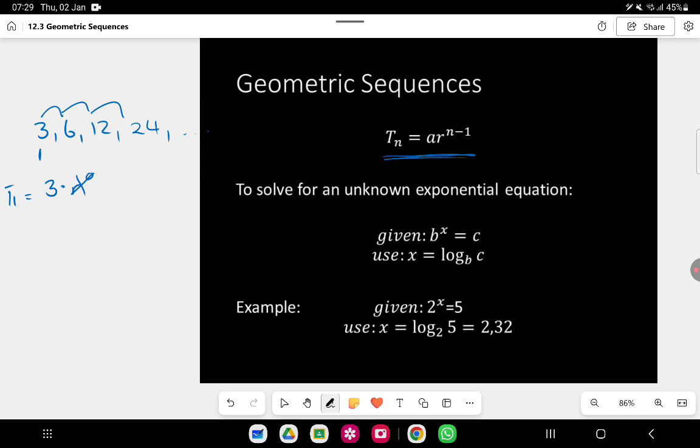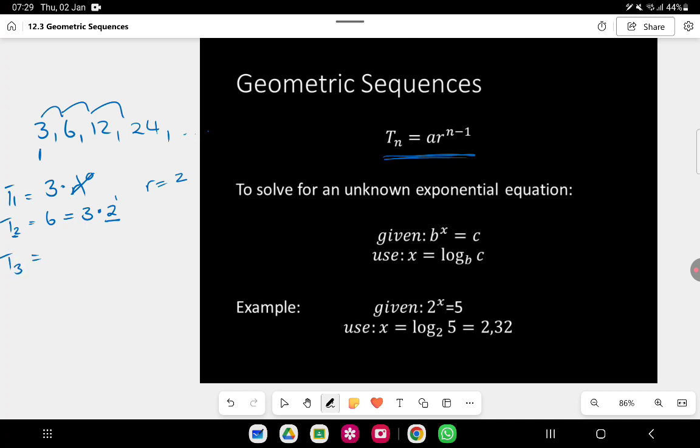Now we're going to rewrite 6. We're going to say term 2, which is 6, is equal to 3 times 2, and then this exponent becomes 2 minus 1, because it's term 2. So 2 minus 1 is 1. This means that r equals 2. And we get this from term 2, right? So there's our r value.